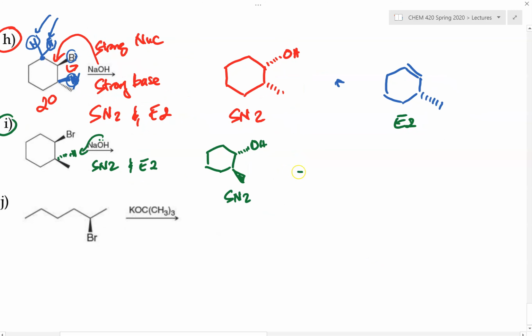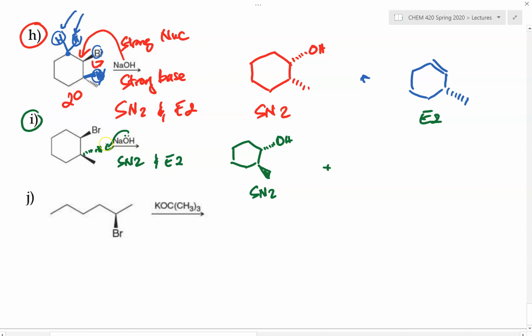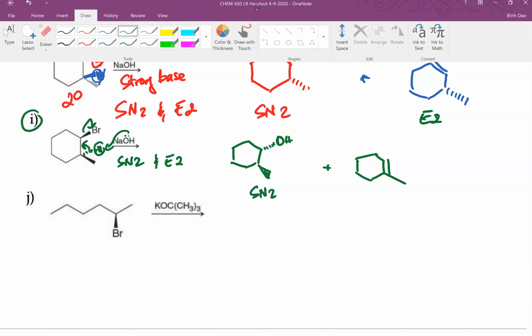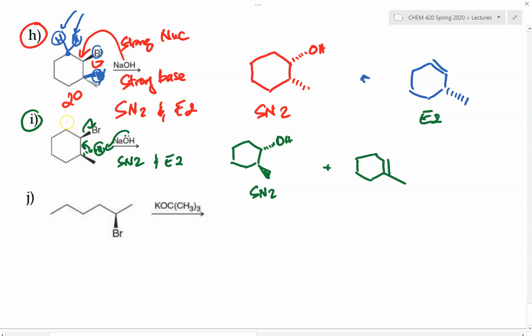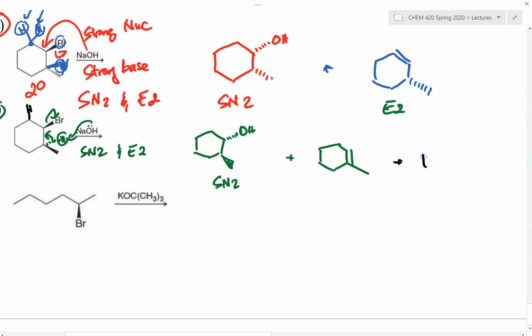As for the E2 product, it can happen where the base picks up this hydrogen right here, and this electron pair is donated in, kicking off the leaving group, so we'll be able to make this alkene product. So that will be one of the products. Now we can also produce the other alkene product, where the base comes in to pick up the hydrogen from the other beta carbon, and in this case we'll be making this product. So these are the products of the E2 reaction, and this will be the SN2 product.